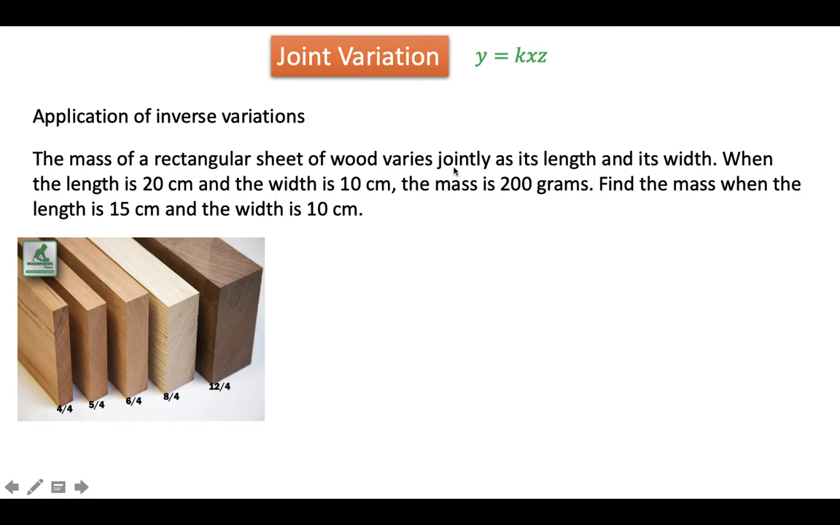So obviously, this problem is a joint variation. First, we're going to set up a variation, and that is the mass. So we can use m here to represent the mass, varies jointly. The length, we can use L for the length and W for the width. And of course, the constant k. So that will be our variation: m is equal to k times L times W.